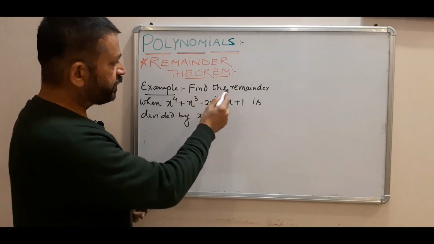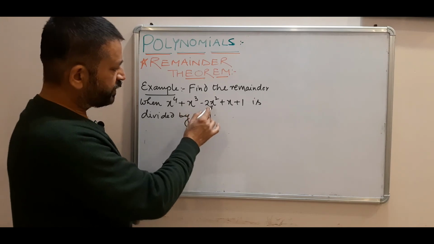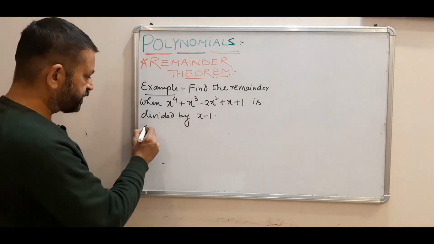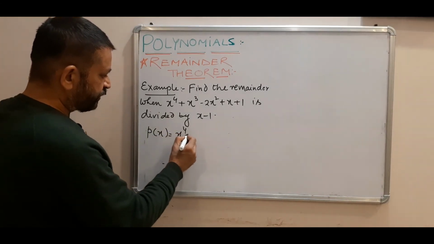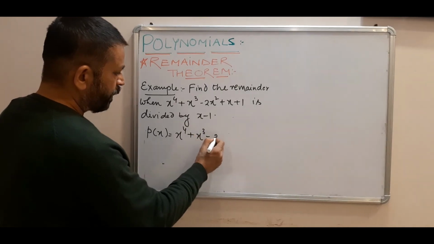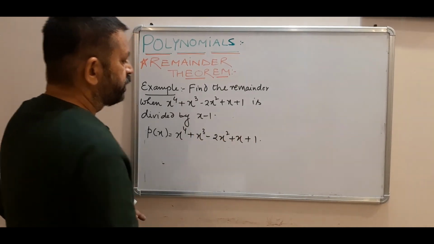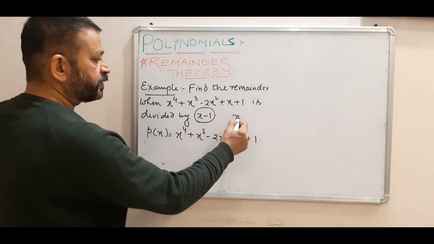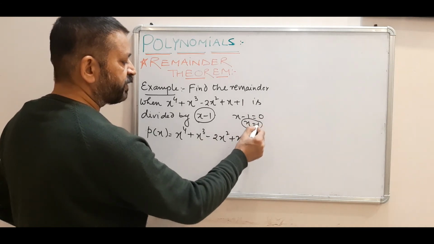Example is, find the remainder when x to the power 4 plus x cube minus 2x square plus x plus 1 is divided by x minus 1. So in this case, Px is x4 plus x cube minus 2x square plus x plus 1, and we are dividing by this x minus 1, so put x minus 1 equal to 0, we'll get x as 1. So this is my a.